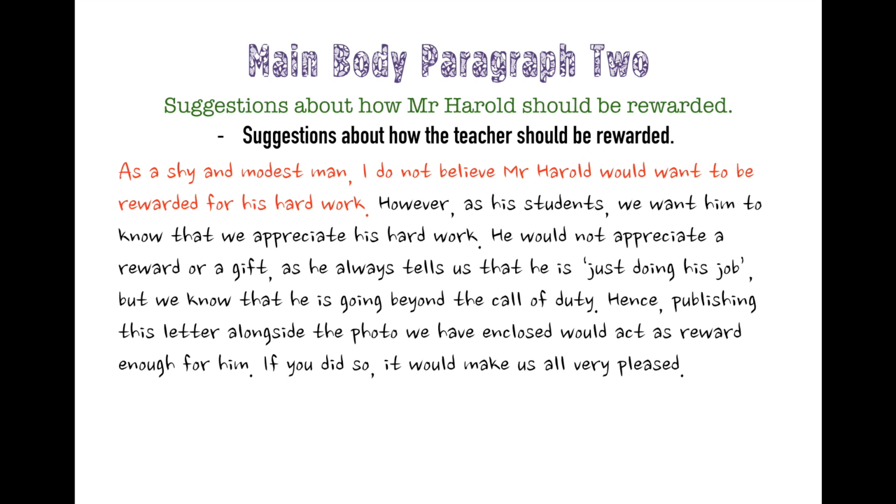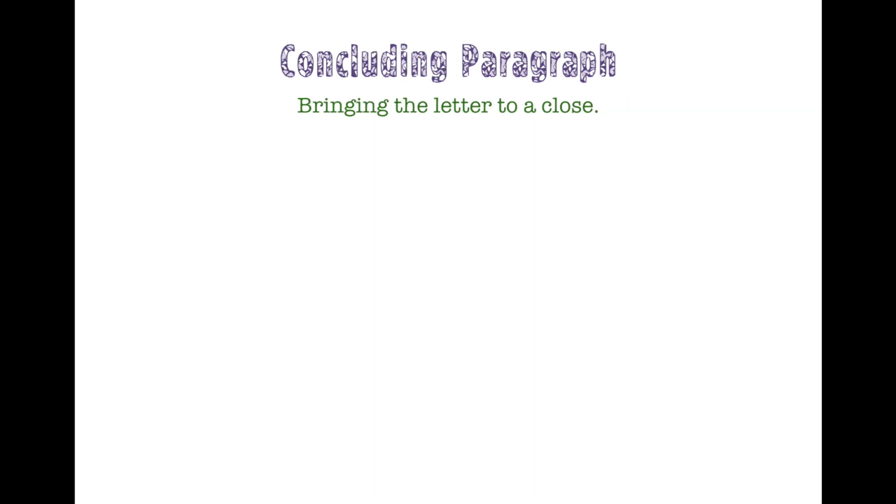Again, I've highlighted the first sentence, which is the topic sentence of this paragraph. We've said that I don't think Mr. Harold would want to be rewarded for his hard work. So we know that this paragraph is all about how Mr. Harold should be rewarded. And we can see the bullet point there, suggestions about how the teacher should be rewarded. Have we made a suggestion? Yes, we said by printing this letter and by printing his photograph in the newspaper, that would be a sufficient reward for him. So we've covered the bullet points and we're ready to move on.